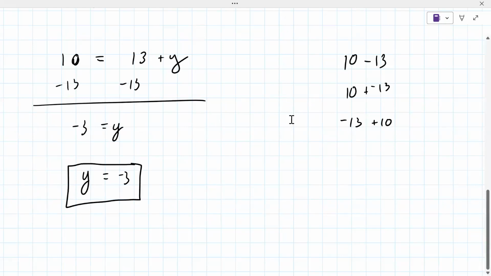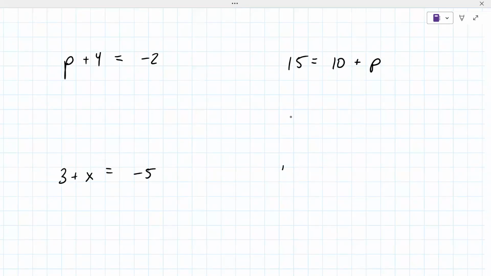All right, so I'm going to give you 4 problems to solve here. All right, go ahead and try these 4 problems, please, and let me know what you come up with.